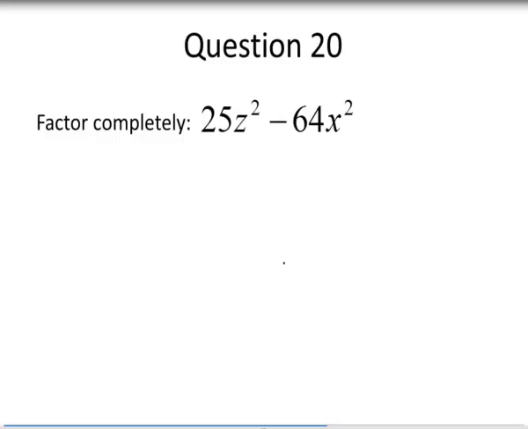Question 20 is more factoring. When I look at this expression, do I see any common factor? What factors do 25 and 64 have in common? No, they don't have any common factors. In the first term I have z squared, and in the second term I have x squared, so they're not even common. There are no common factors.